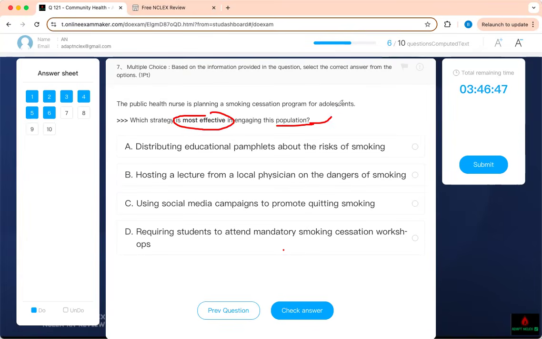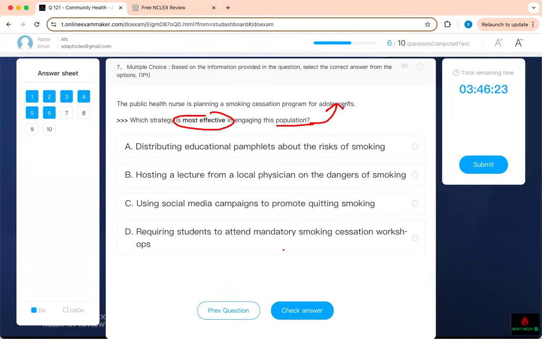What population? Adolescents. What do they like? Hey, they're on social media all the time. You go and target them. If it's an elderly patient, your strategy will be different. If it's toddlers, which they don't smoke, but I'm using an example, it's different. Based on their age group, you target them, right?